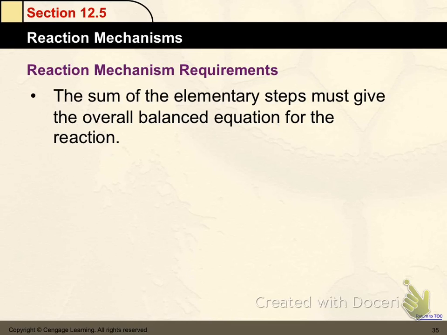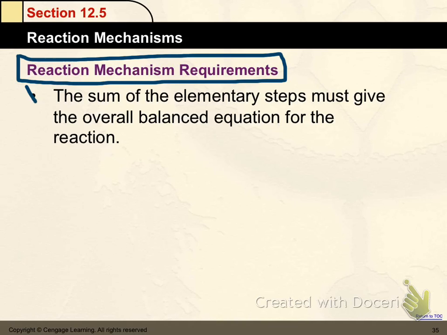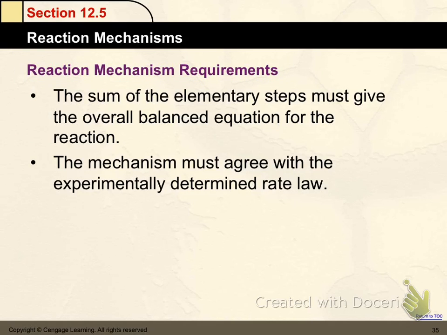Okay. A couple of things to keep in mind when you are determining what is the correct reaction mechanism. I'm going to call this, instead of bullet point, 1. The first thing you need to keep in mind, the sum of the elementary steps must give the overall balanced equation for the reaction. If you can remember back to Hess's law, we did this. Second of all, the mechanism must agree with the experimentally determined rate law. That's the new stuff. We need to figure out how to do that.